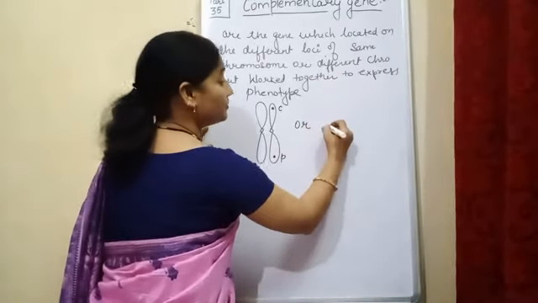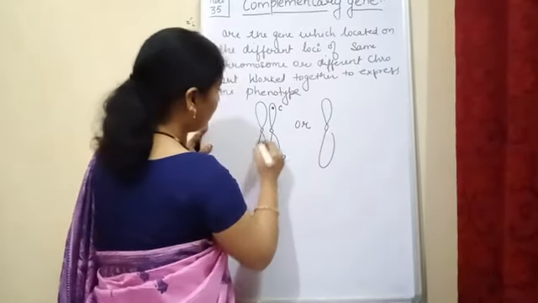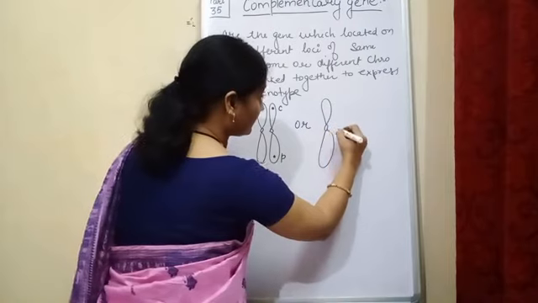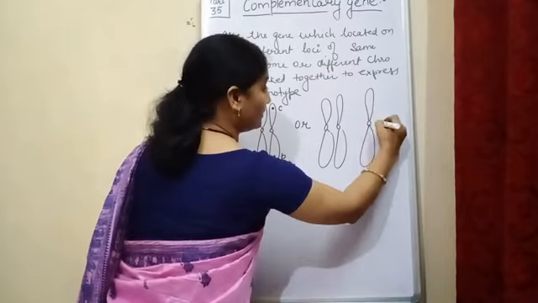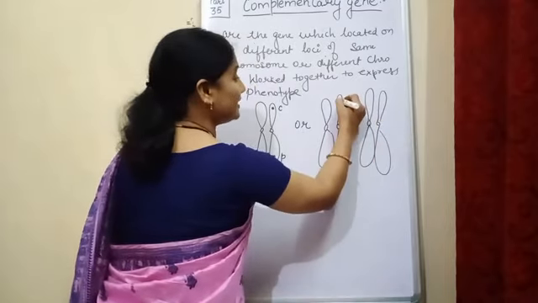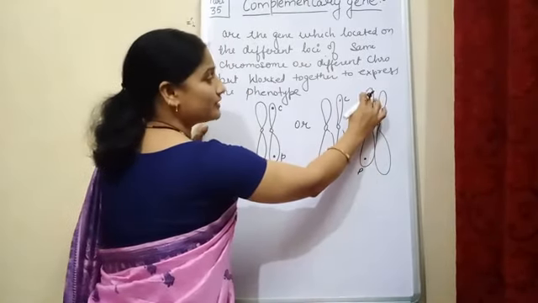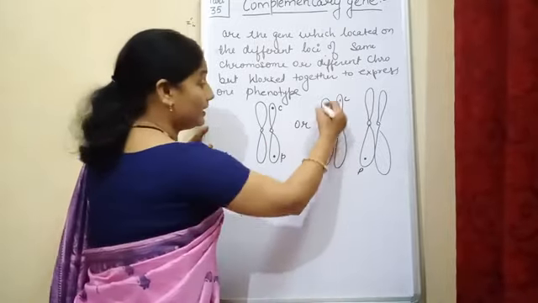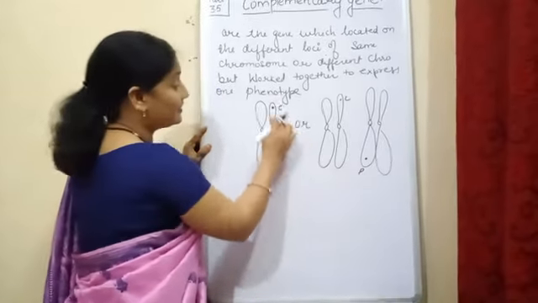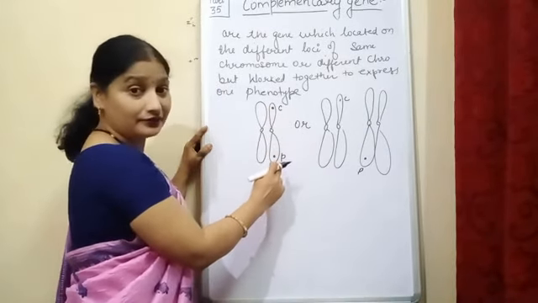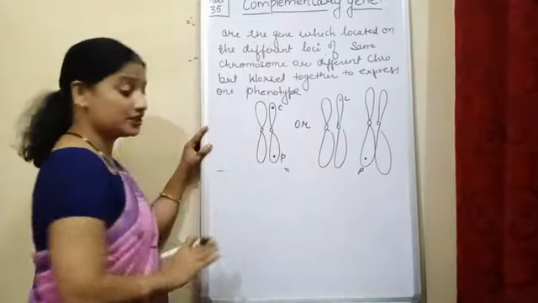On different chromosomes. Suppose I draw one chromosome like this, okay, and its pair. Suppose C is located here and P is located here somewhere, or here somewhere, then this is the different chromosome with the gene. This is the same chromosome but a different locus of the gene. This is called the complementary gene.